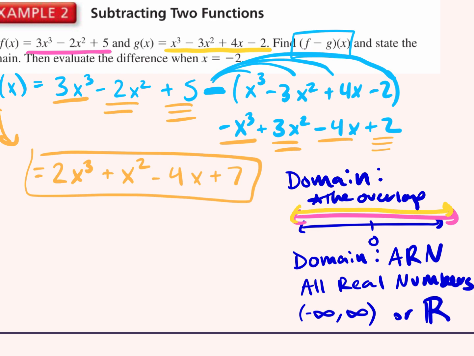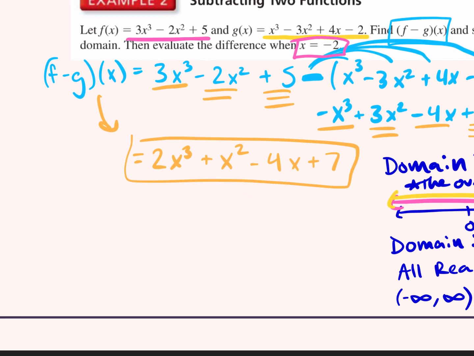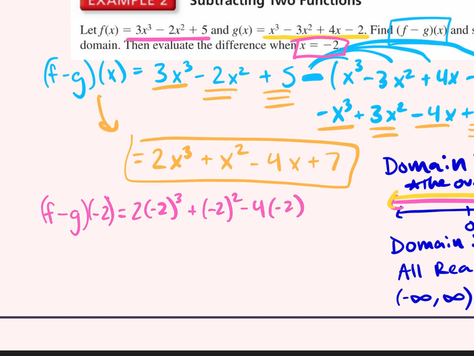All right, last part of this question asks for when x is equal to negative 2. So I'm going to take negative 2 and plug it into all of my x's. So I have f minus g of negative 2 is equal to 2 times negative 2 cubed plus negative 2 squared minus 4 times negative 2 plus 7.